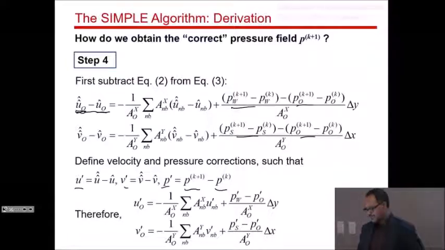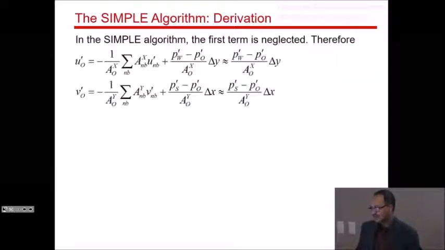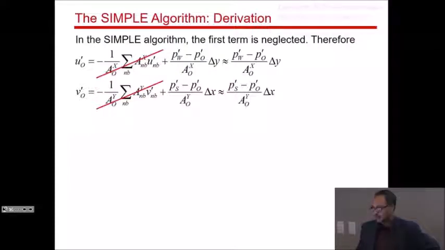All right, now you can see here there's a bit of a problem. This is an implicit equation, obviously. I have u prime naught here, u prime neighbor here, and so on. What Patankar said is that in SIMPLE, I'm going to neglect these first terms. He said I'm going to make this correction equation completely explicit for the simple reason, number one, I want to make it very cheap. And secondly, it may not be necessary. So he threw away those two terms.